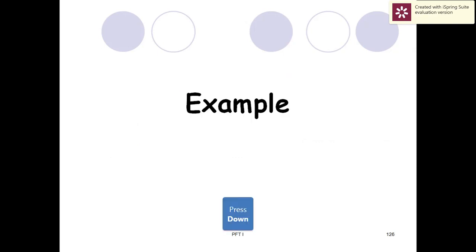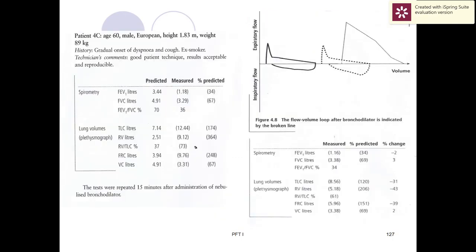Of course, the examples, as we see here. This is a pulmonary function test of the patient. If we look at the flow volume loop, as we see here, there is a dog-leg appearance. This is suggestive of severe obstruction in case of emphysematous changes or COPD.